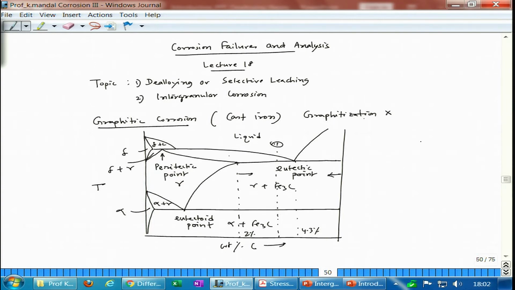But there are different cast irons: white cast iron, grey cast iron, then SG cast iron, which is spheroidal graphite cast iron, then we have malleable cast iron.